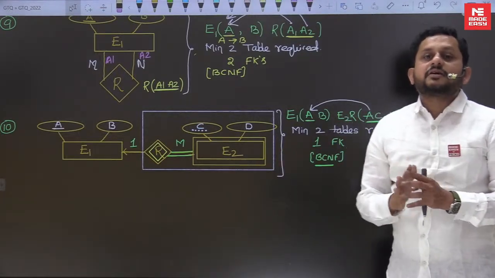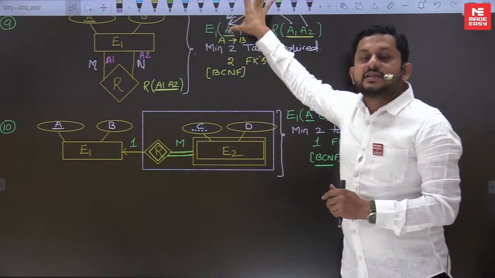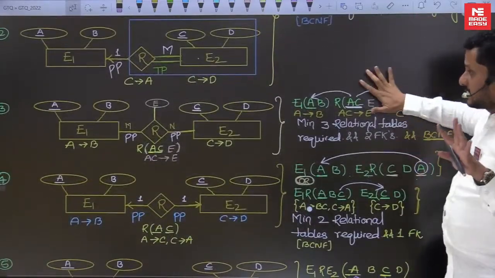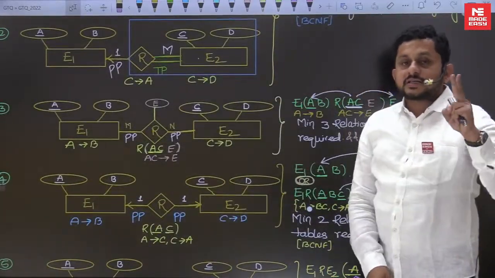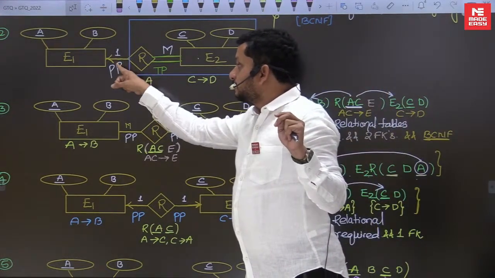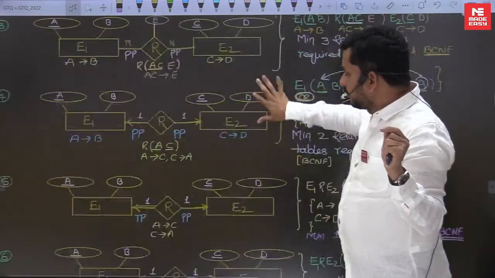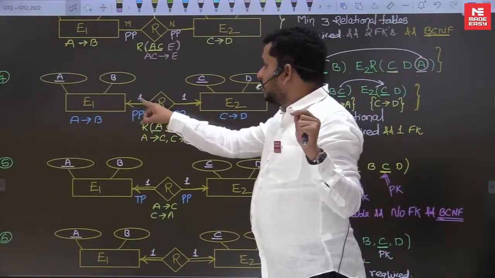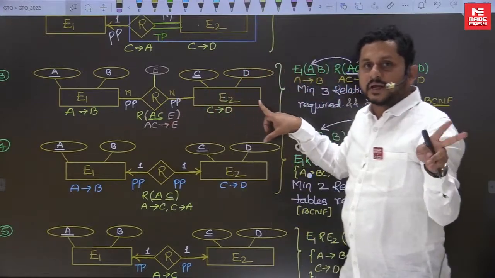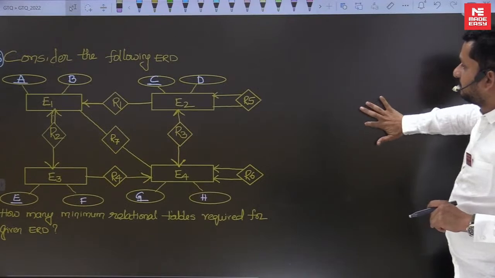So 90% of ER model questions you can solve just by analyzing these 10 points. In these 10 rules, two things are missed: one-to-many with total participation on the left side, and many-to-many with total participation. How to design when total participation exists, we will discuss separately in the next question. Then back to our ER diagram.